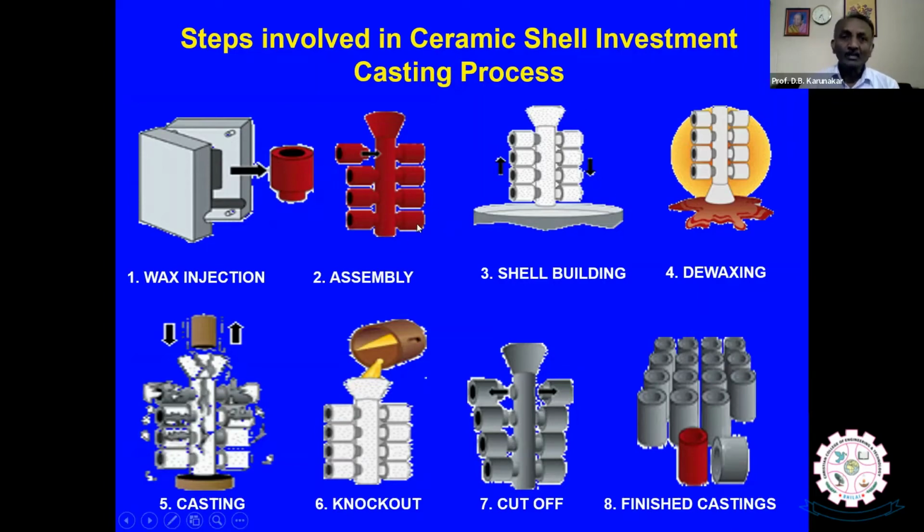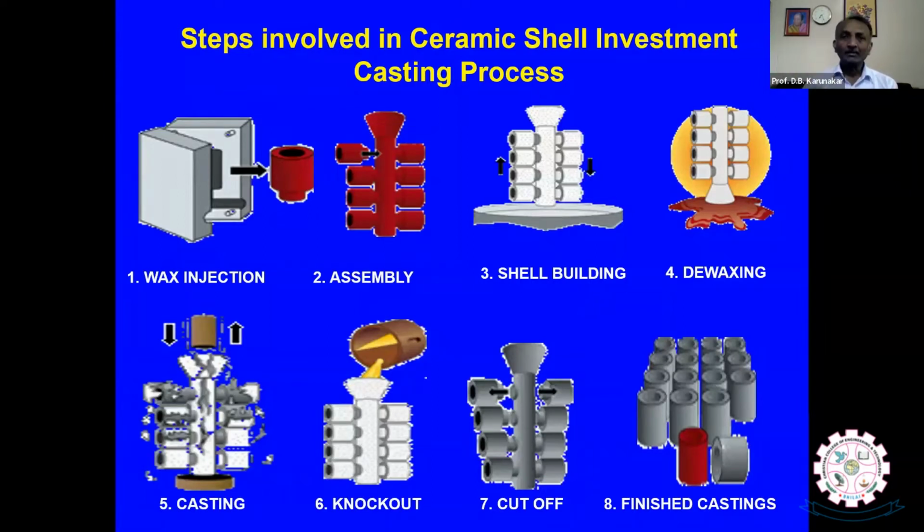In this figure you can see 8 such patterns assembled together, and there is a central tree and a pouring cup. After drying, this assembly will be dipped inside a ceramic slurry. Repeatedly we dip it, take it out, and some stucco is sprinkled. After that, again we dip it inside the ceramic slurry and take it out.